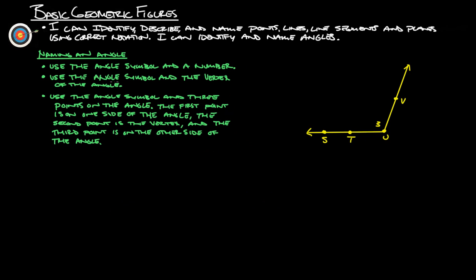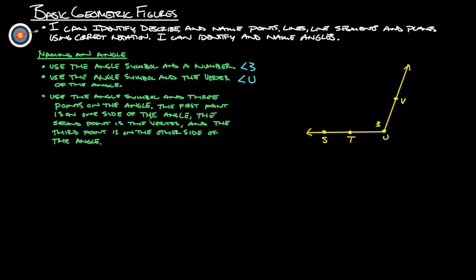We can name an angle by using the angle symbol and a number. So in this case here, we've got this angle right here, and this is saying that it's angle 3. So we would do that as angle 3. Okay, that's this one. You can also use the angle symbol and the vertex of the angle. So the vertex of the angle right here is U, so we could also call it angle U.